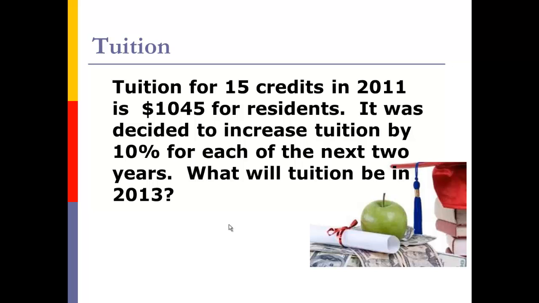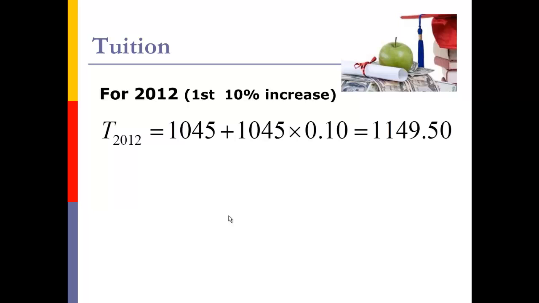Okay, now to get this idea across, I'm going to look at tuition and just kind of illustrate a compounding situation. So we've got tuition for 15 credits in 2011 was 1045, and they've decided to increase tuition by 10% for each of the next 2 years. What's the tuition in 2013? Okay, so that's what we're looking at. All right, so let's do our first calculation. So I'm going from 2011 to 2012. What's the projection for the tuition?